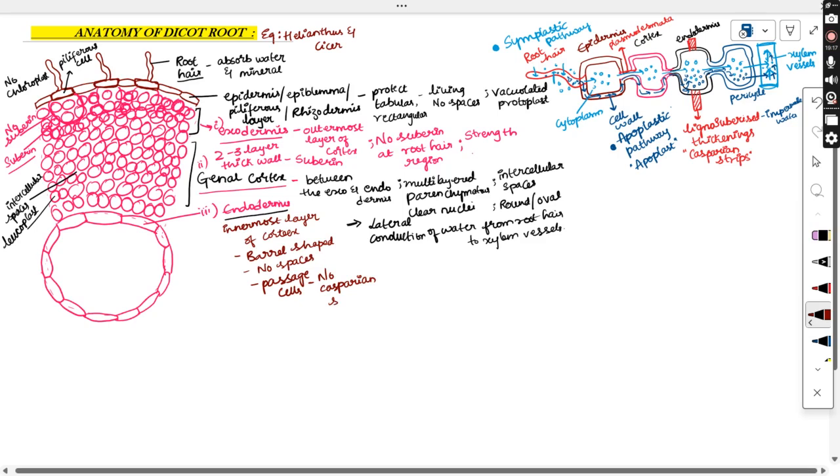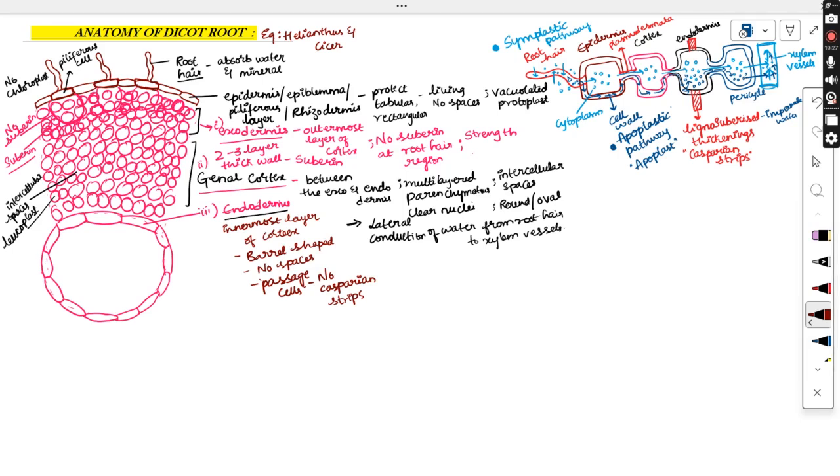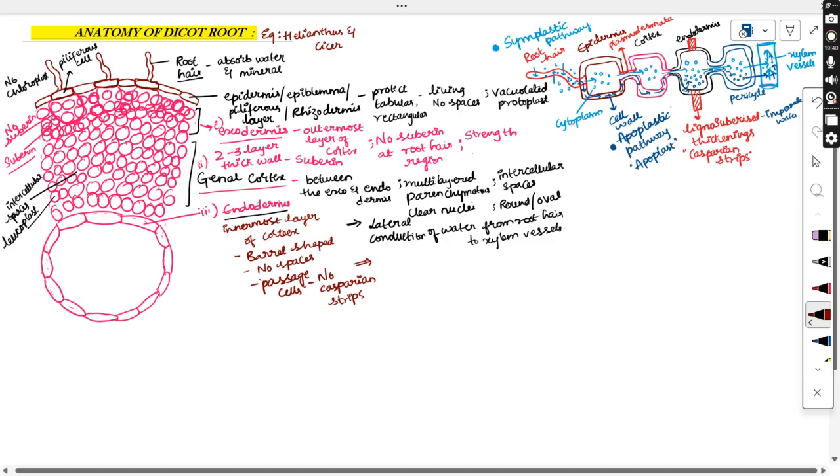If the Casparian strips or the thickenings are absent, those cells are called the passage cells. So the cells with Casparian strips and the cells without Casparian strips are both present in the endodermis region. This is considered the innermost layer of the cortex, and it is helpful for transportation, and it surrounds the pericycle.